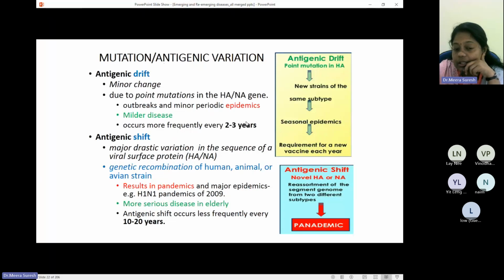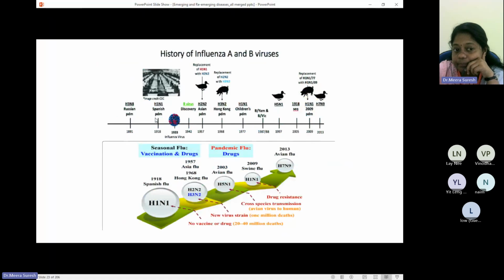So all these points, the type of epidemics, the frequency at which they happen, and also the type of disease they cause, you need to remember for antigenic drift and antigenic shift. It is a very important feature in the case of the influenza virus. So this is the history of influenza A and B virus. When you get the PPT, you can go through that.